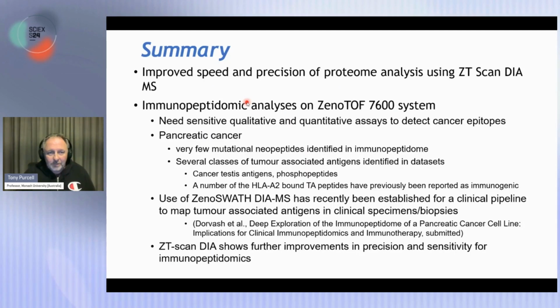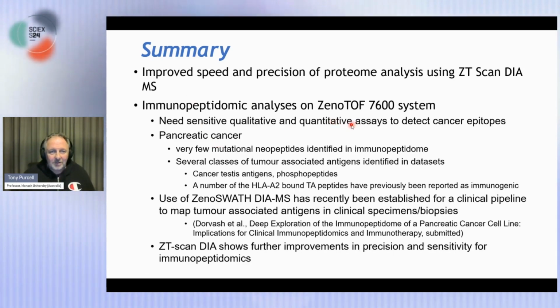So just to quickly summarize: improved speed and precision of proteome analysis using ZT scan DIA-MS. I think we've shown that pretty definitively. In terms of the immunopeptidomic analysis on this system, there's a definite need for sensitive qualitative and quantitative assays to detect cancer epitopes, and we're certainly able to detect a number of cancer epitopes within our data set.